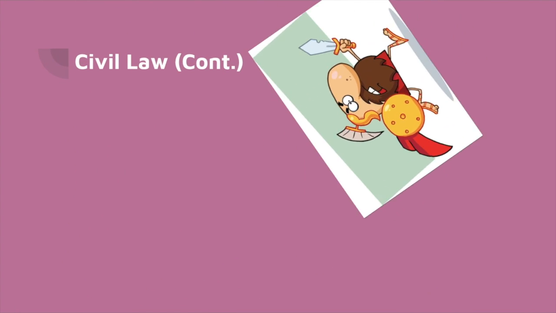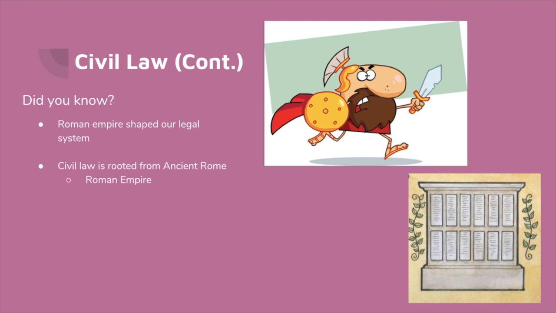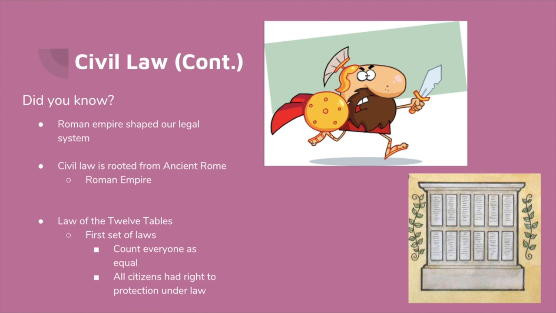Did you know that Roman law is the legal system of ancient Rome? That means the Roman Empire shaped our legal system for what we know it as today. Civil law is rooted in ancient Rome and originated from the Roman Empire. Roman law forms the basic framework for civil law, thus creating the 12 tables which had basic human rights such as the following: count everyone as equal, and all citizens had the right to protection under law.